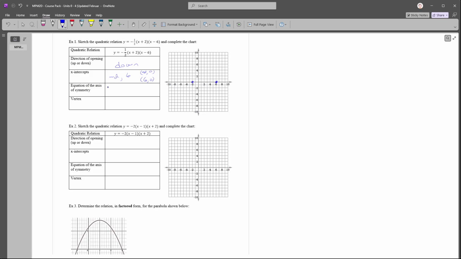We got to find the midpoint. So x is equal to the first point, which is negative 2, r plus s, which is 6, over 2. Negative 2 plus 6, that's going to give us 4 divided by 2. That's just going to give us 2. So our axis of symmetry is right down x is equal to 2.